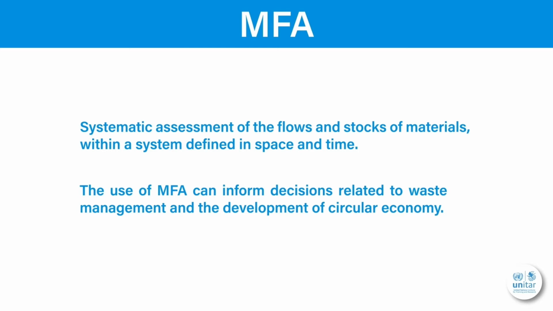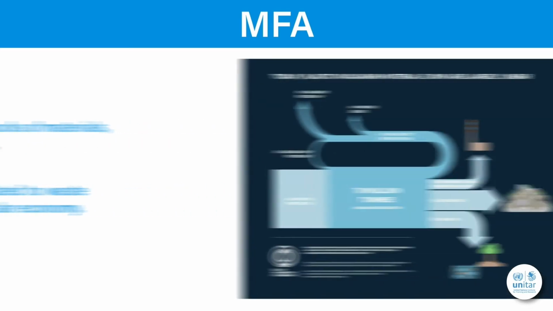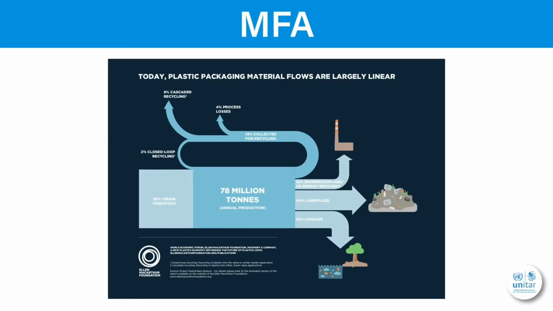With MFA, measures can be envisaged, outcomes modeled, and it can be used as a monitoring tool to evaluate the effectiveness of improvement measures taken. Typically, an MFA analysis is visualized by means of flow diagrams and Sankey diagrams, where the flows are represented by arrows whose thickness is a function of the amount of flow.